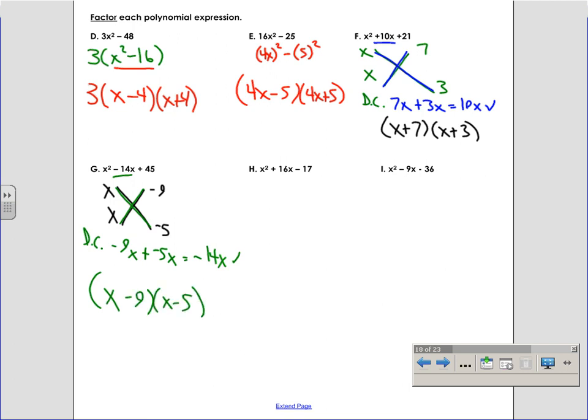Now notice I don't need to go any further because my instructions say to factor. Factor means write as a product, which I have done here. Because remember, when you have 2 parentheses next to each other, multiplication is implied. Now, H and I, you have the answers to. Same process, X factor. You can check those yourself.